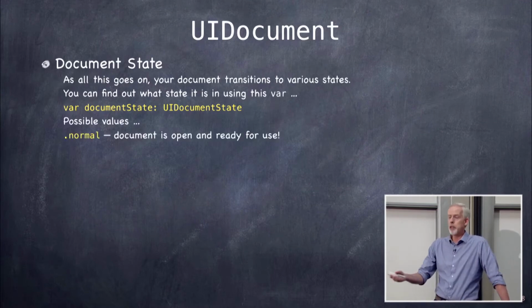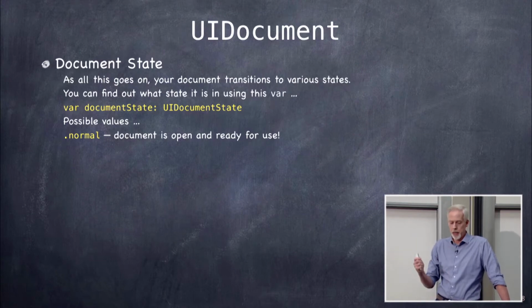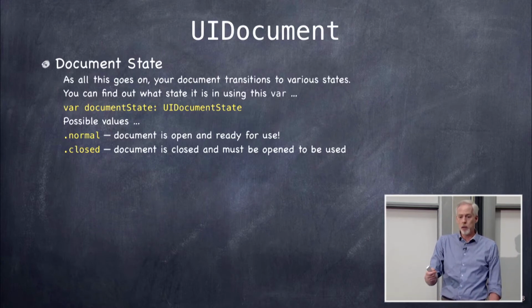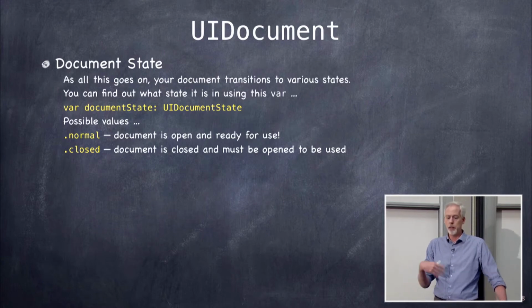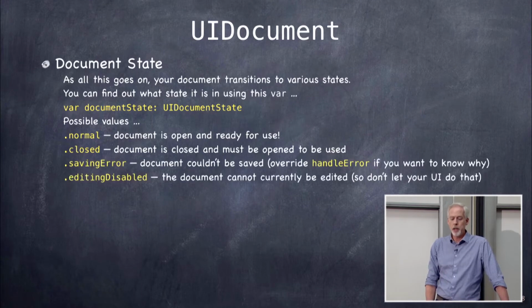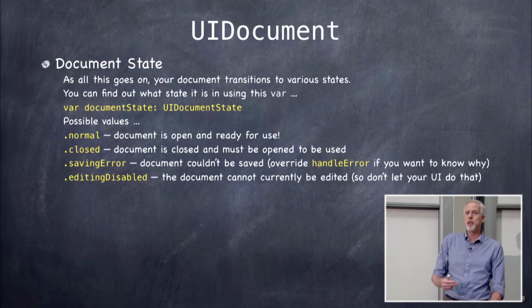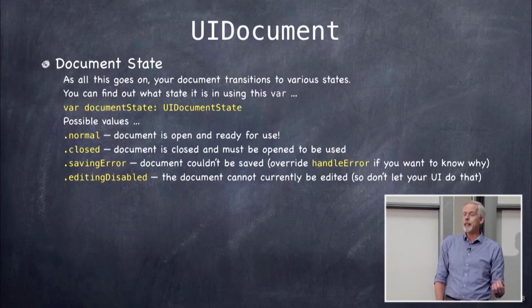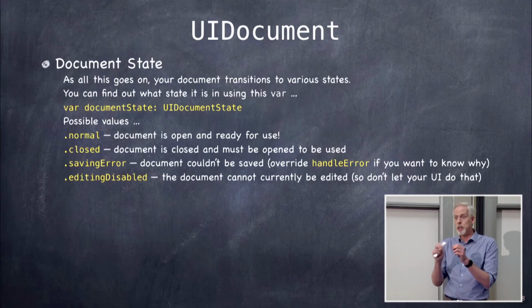Normal, that means your document is ready to use. Okay, just do whatever you want with it. That's the normal state. There's also closed. That means either you haven't opened it or you tried to open it and it failed and it's still in the closed state. There's saving error, which is you tried to save it and it failed. There's also editing disabled. That is a method on UIDocument which is disableEditing.